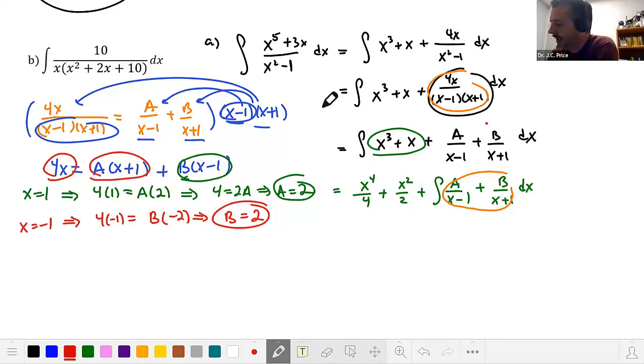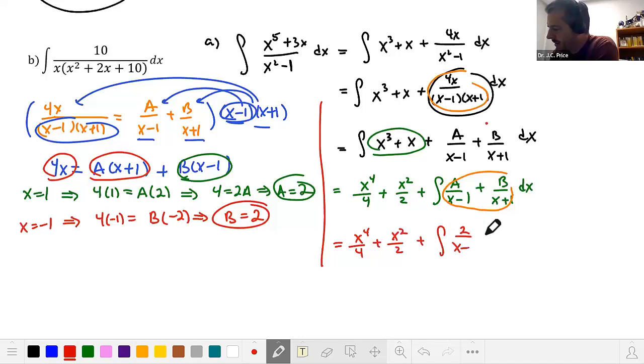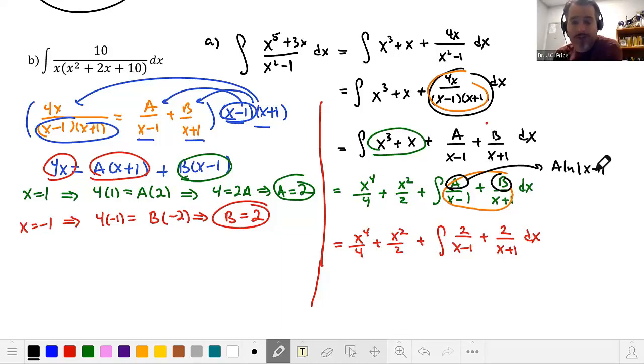And so I'll come back over here now, and this is going to be equal to x to the fourth divided by 4 plus x squared over 2, and then plus 2 divided by x minus 1 plus another 2 divided by x plus 1. And I can integrate each of those terms for just ln's. In fact, realize even if I didn't know what A and B were, you could still integrate this. This one would just be A ln absolute value of x minus 1, if I didn't know what A was. So you can still integrate it even if you can't find A and B.